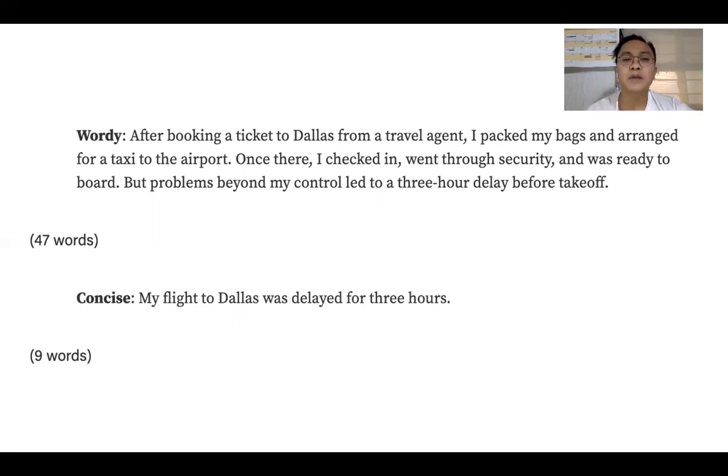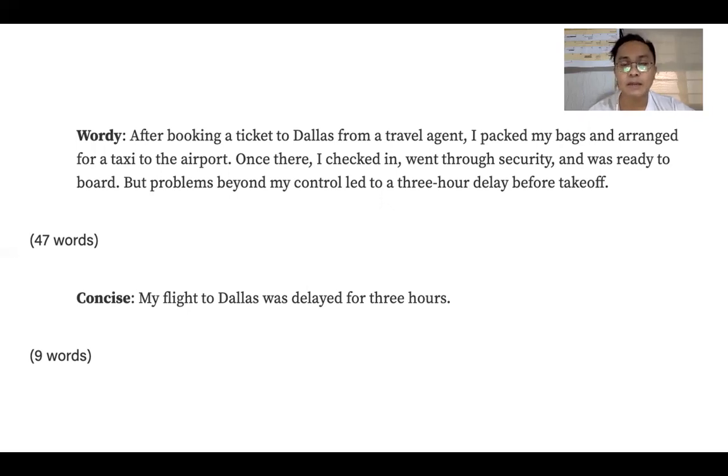But problems beyond my control led to a 3-hour delay before takeoff. So there are 47 words in this one paragraph. And to make it concise, you just need to say my flight to Dallas was delayed for 3 hours. You don't need to put it into a very specific, very detailed series of events, since what you need to say is just you were delayed for 3 hours, unless you are writing a narrative.